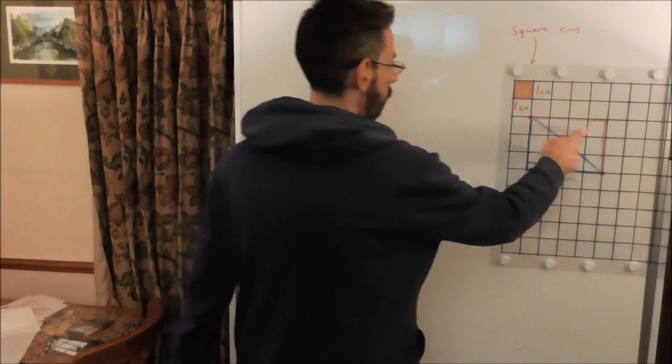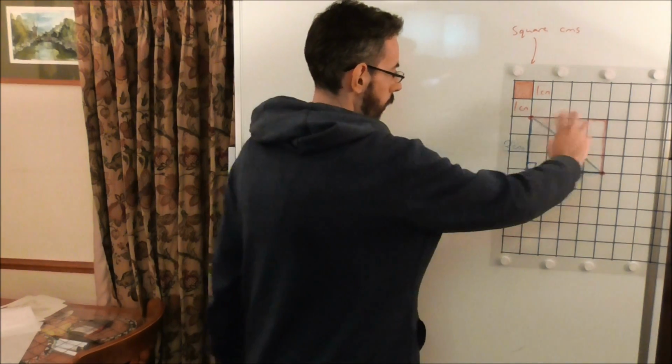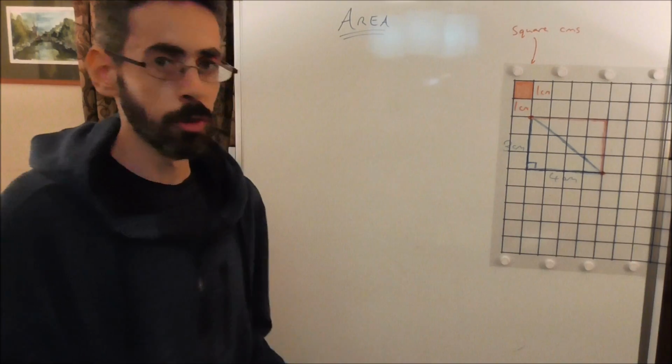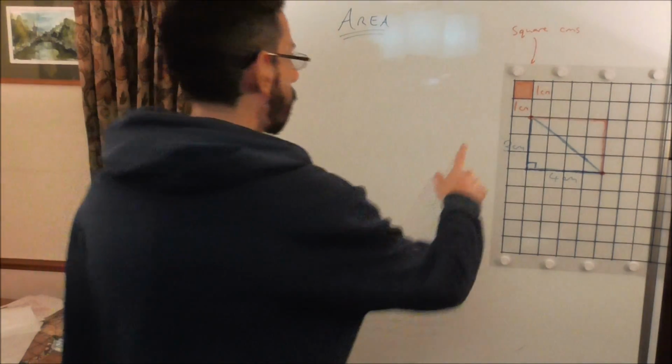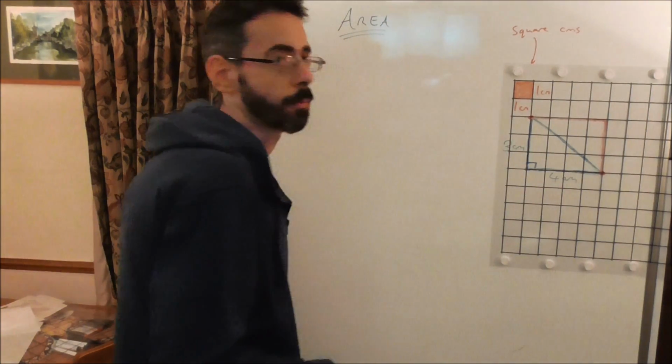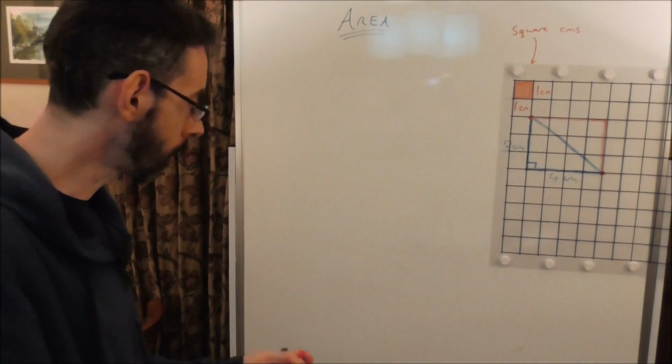Because this new triangle here is just a copy of this one. It's just a rotated version of it. So all you have to do to find the area of the original triangle is just find the area of the rectangle, which is twice as big, and then halve the answer at the end. So that's what we're going to do.